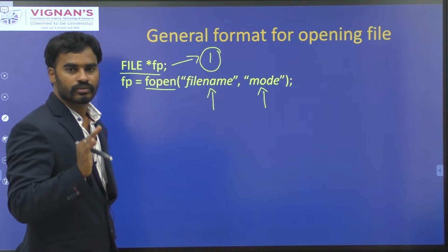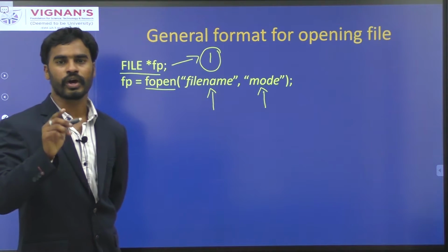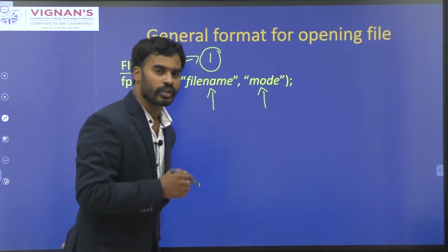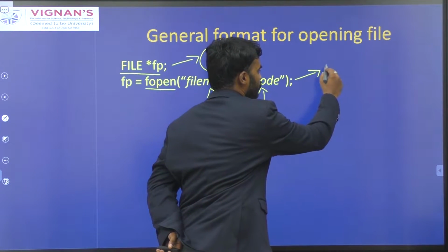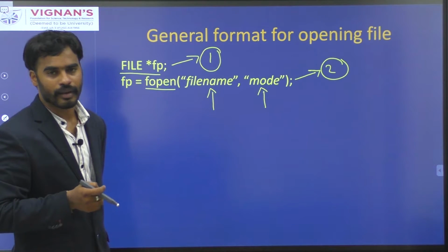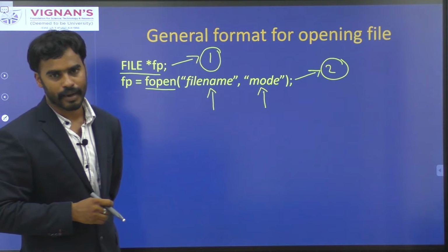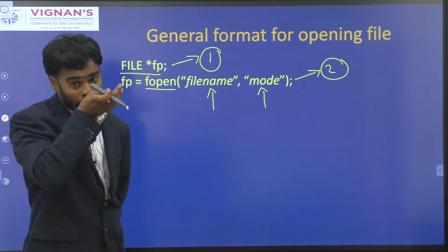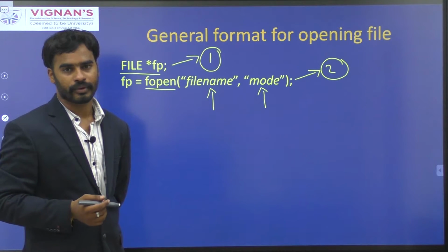So you need to do two steps for opening a file. The first thing is you have to create a file pointer, a pointer of file type, and you have to open the file by using a function called fopen, which takes two parameters. The first parameter is the file name with exact path, and the second one is the opening mode, for what purpose you are writing the program.